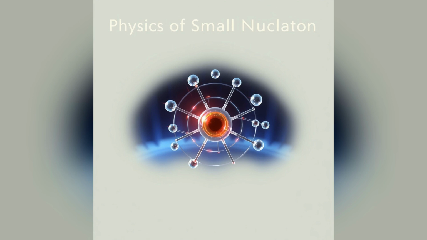Atoms form the building blocks of matter, each one a tiny system with a dense central nucleus surrounded by orbiting electrons. The nucleus itself holds protons and neutrons bound tightly together by powerful forces. In certain heavy elements like uranium, that balance can be upset. When a neutron strikes the nucleus of uranium-235, the nucleus becomes unstable and splits into two lighter fragments.